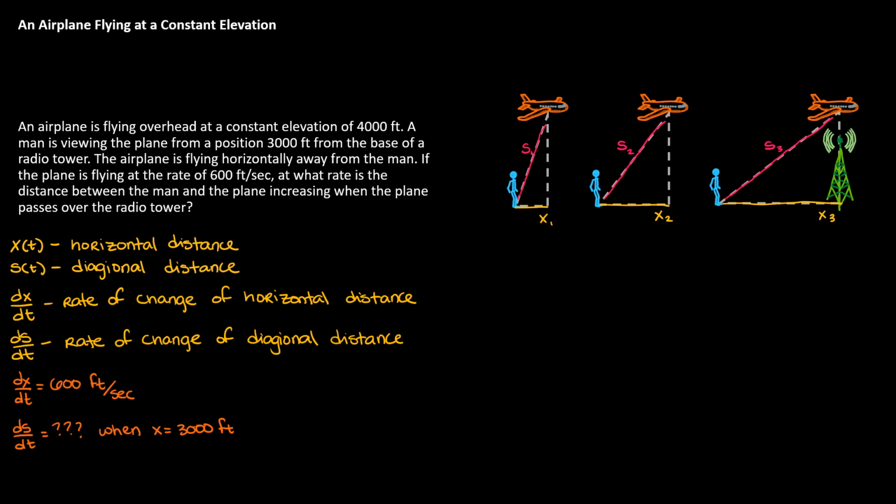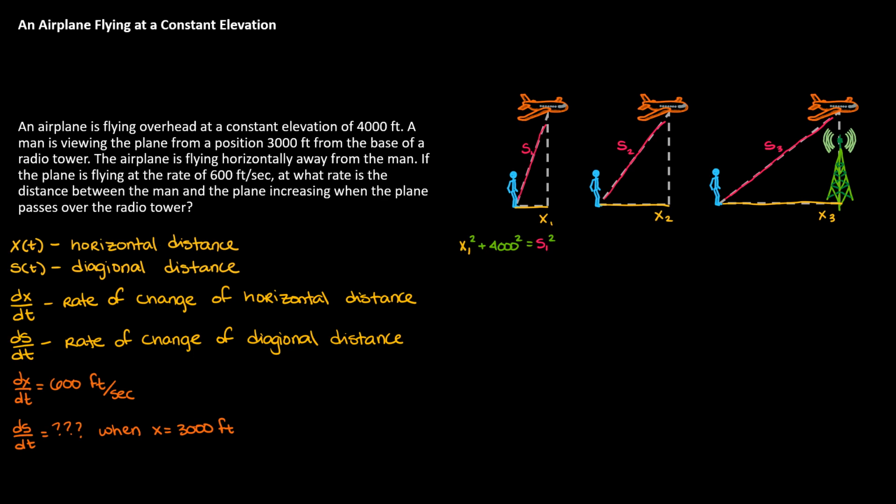Now that we've done that, we're ready to move on to step 3. In step 3, we need to come up with an equation that relates the 2 quantities that are changing. So we need one equation that relates x, the horizontal distance, to s, the diagonal distance. And because we have 3 right triangles, we should try the Pythagorean theorem. That's not always the answer, but we should try it.